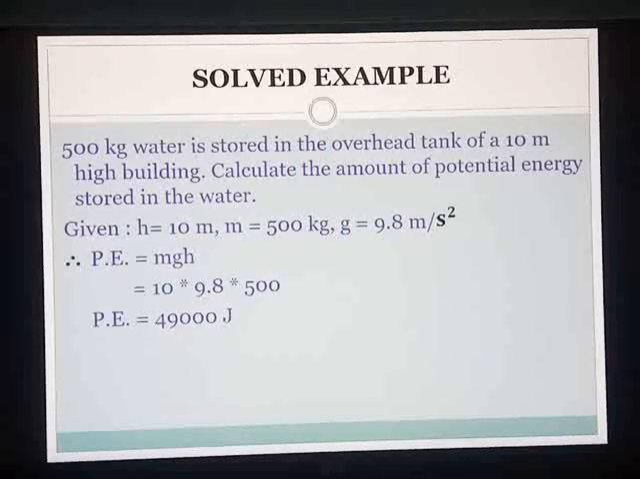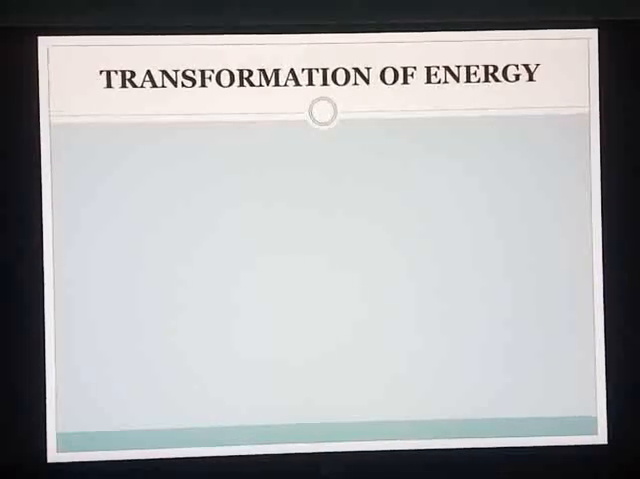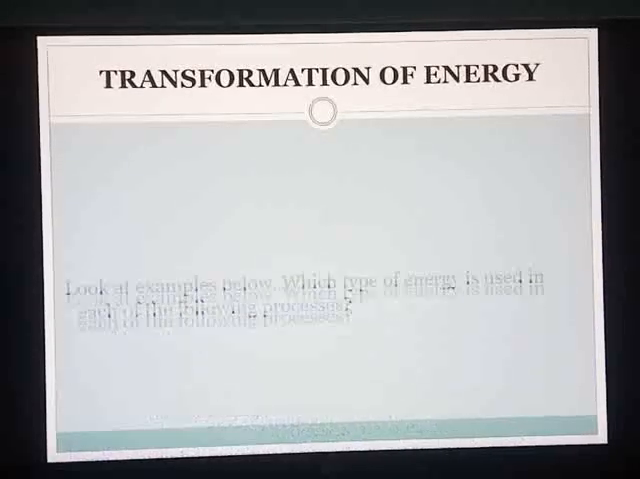We move on to the next part of our topic, that is transformation of energy. What do you mean by this word, transformation of energy? You know that energy exists around you in different forms. Now let us see whether this energy can be transformed from one form to the other. Before going to the actual part of transformation, we are going to see different examples and which type of energy exists in that examples.